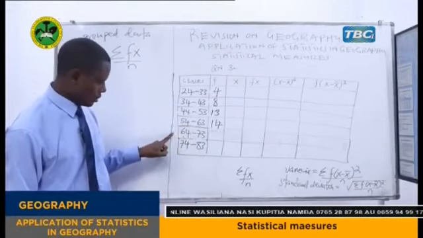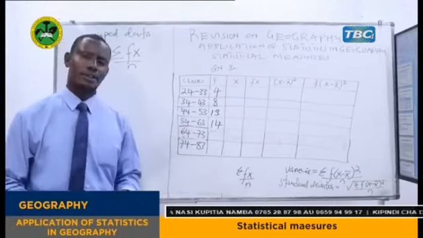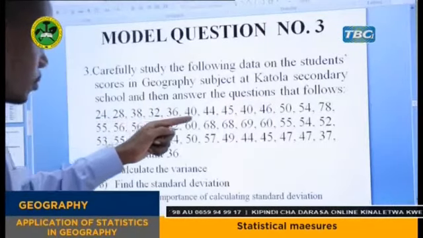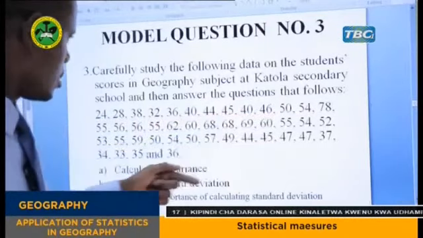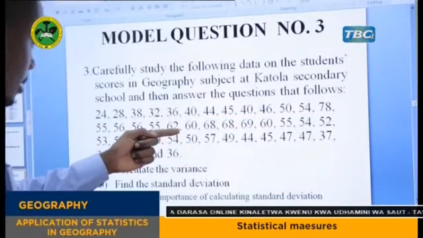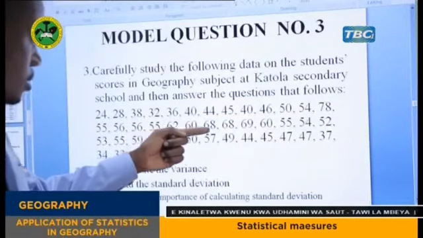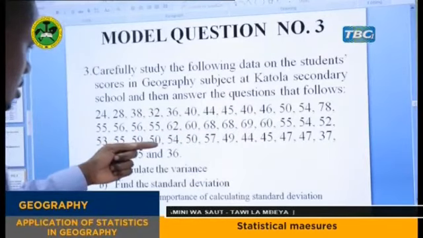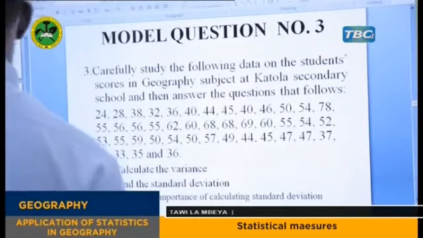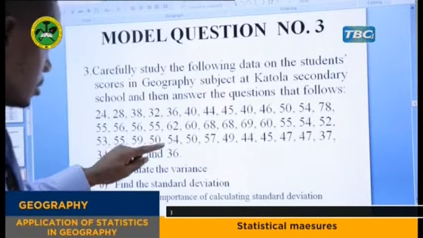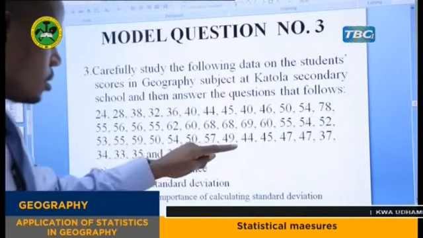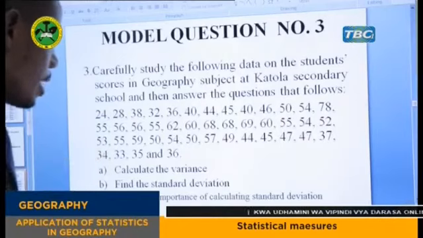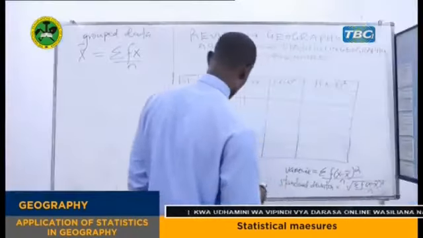Then the next class is 64 to 73. If you check on that data, you will find the following data. It's about 64 to 70. If you check on the data there, you will find that we have 3 of them.